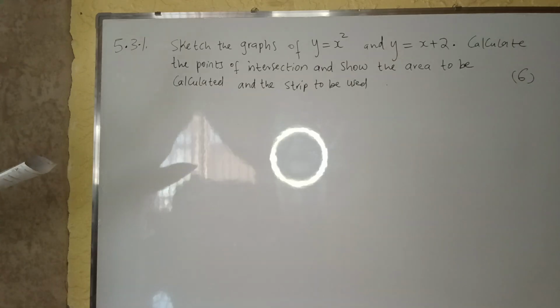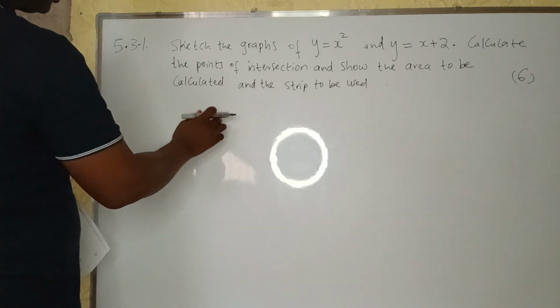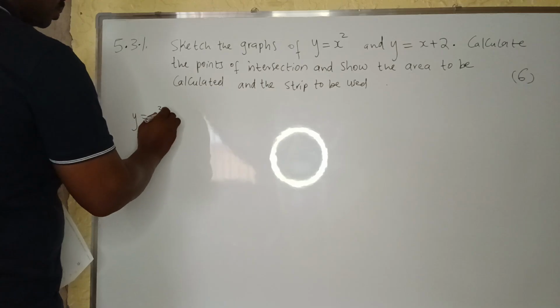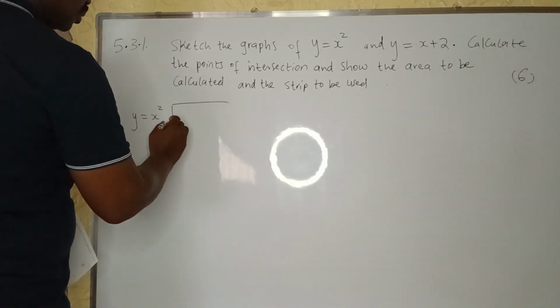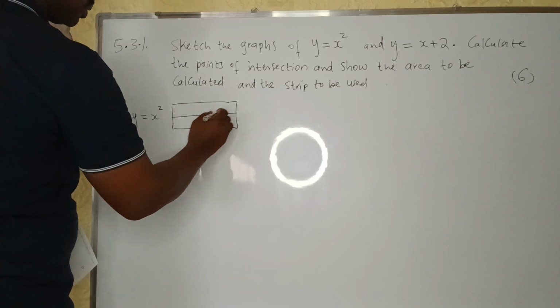We are given a parabola as well as a straight line graph. Everyone in N4 is expected to know how to draw a parabola and a straight line graph. So for us to be able to draw this parabola graph, y is equals to x squared, for us to have parameters, we can do this.